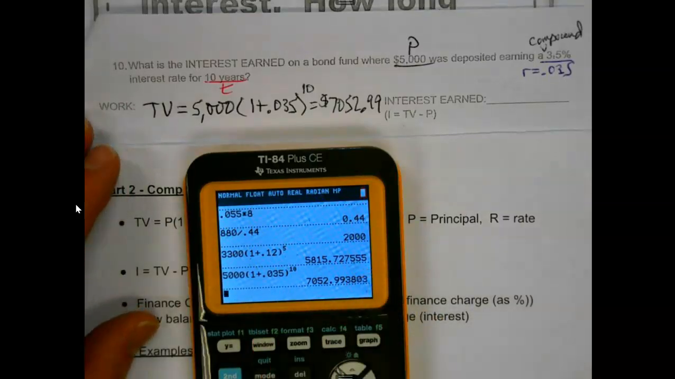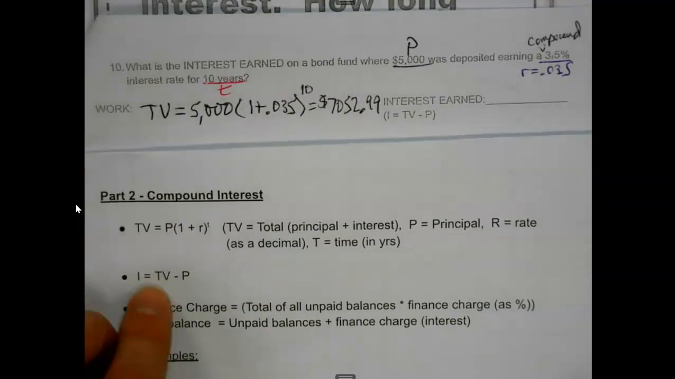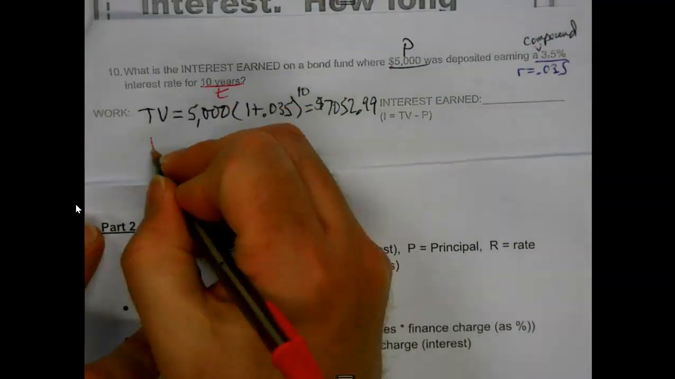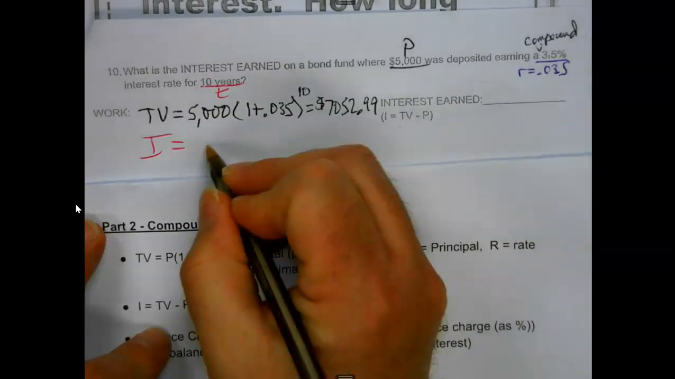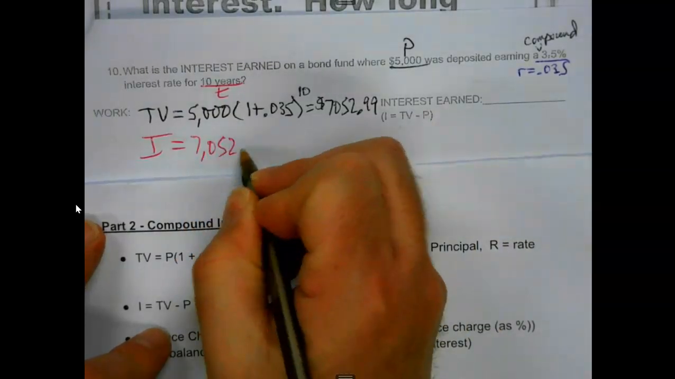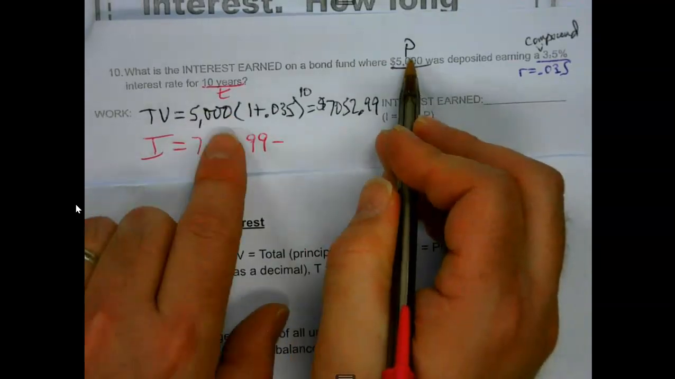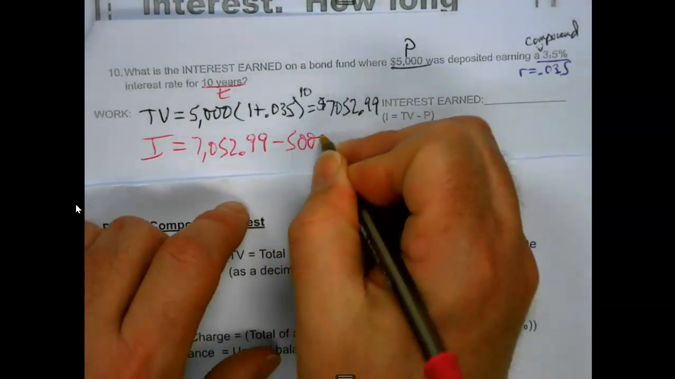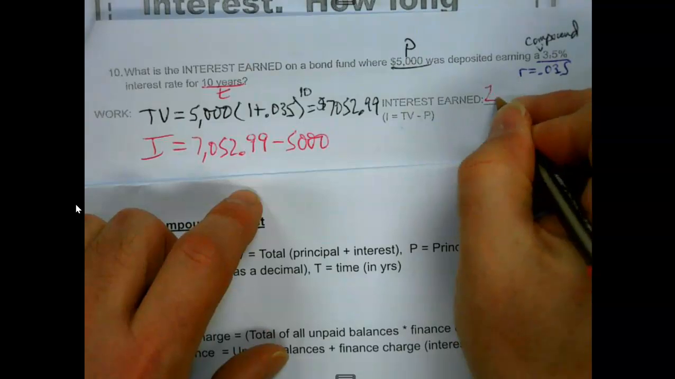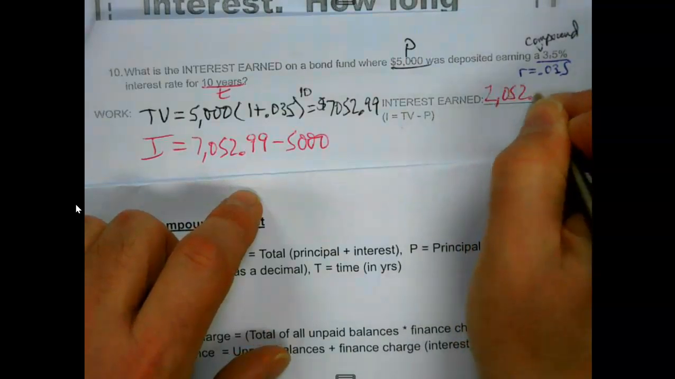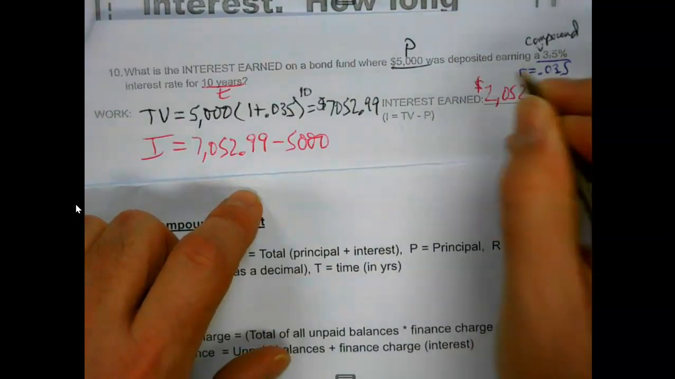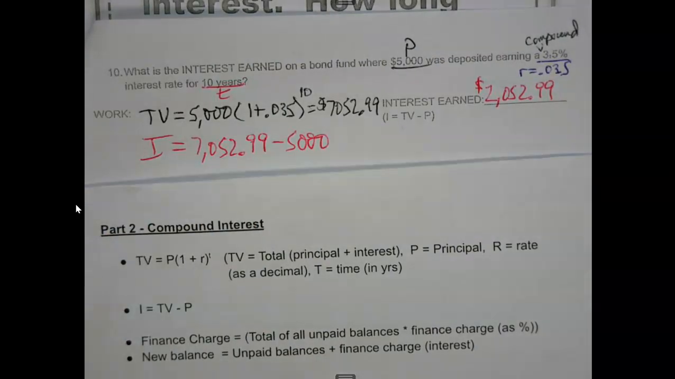Okay, so to get the interest, I just use the formula below it. So 7,052.99 minus the principal that I started with. And that answer will be the amount of interest that was earned over that time period. So that's what we're looking at as far as these go.